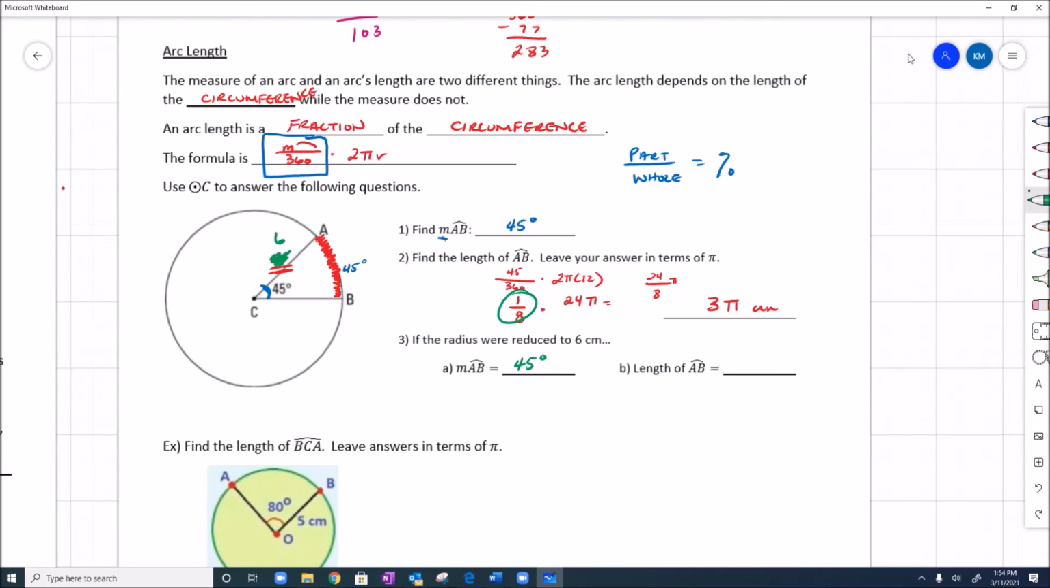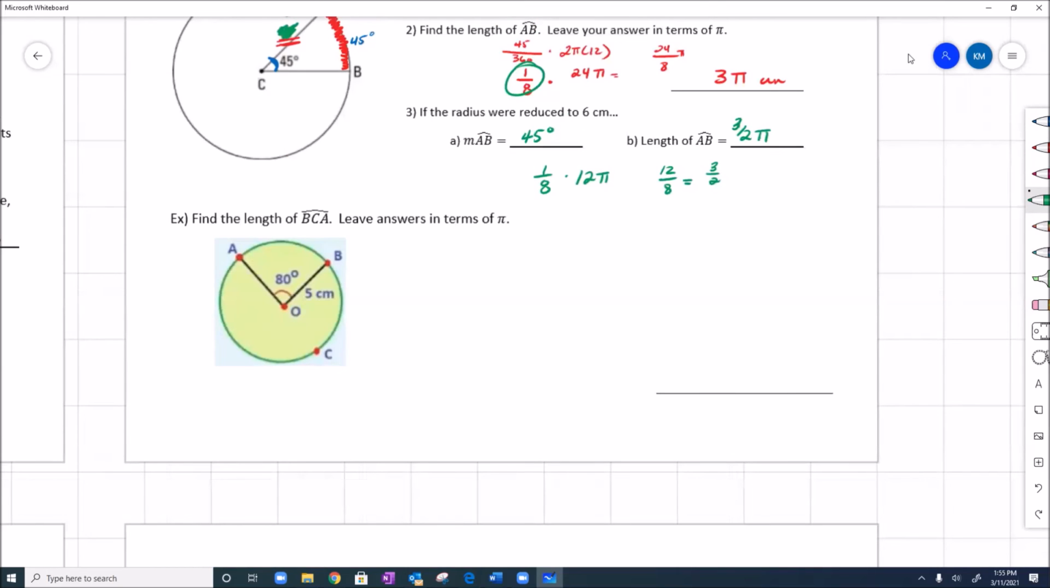The length of the arc, though, changes. We still have the same fraction of the circle, still 1/8 of the circle, but now our circumference is 2 times pi times 6, so our circumference is 12 pi. So we have 1/8 of 12 pi. So 12 over 8 simplifies to 3 over 2, 3 over 2 pi, or 1.5 pi.